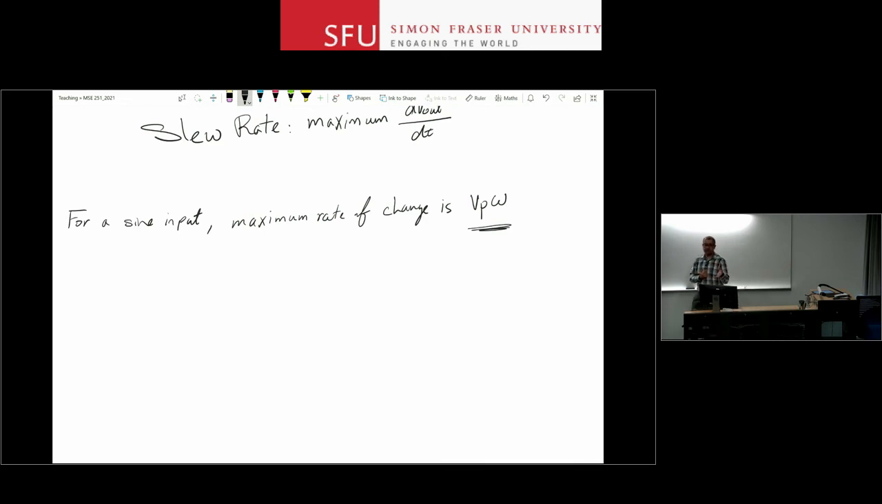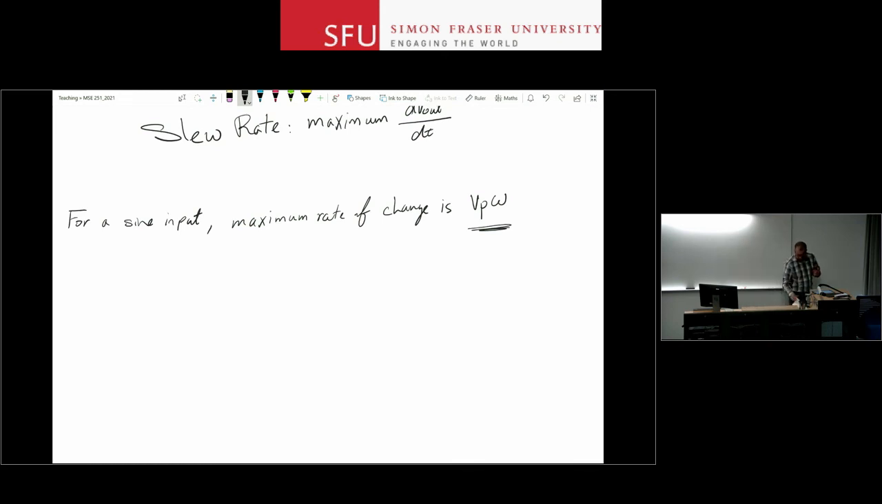However, if the slew rate of the op-amp is less than that value, then for a sinusoidal input, you will have issues. For example, you may have a signal that is not that big, but the frequency is very high. Or the amplitude is high, even though the frequency is small. It's the Vp omega combination. You may have the slew rate limit.